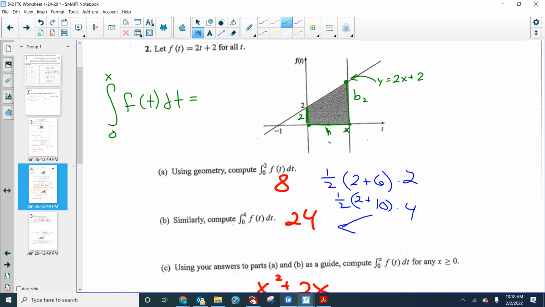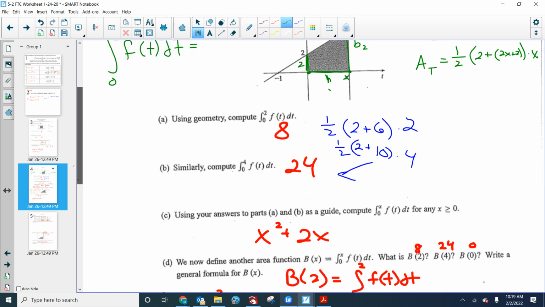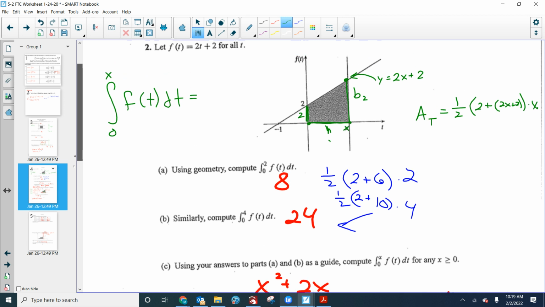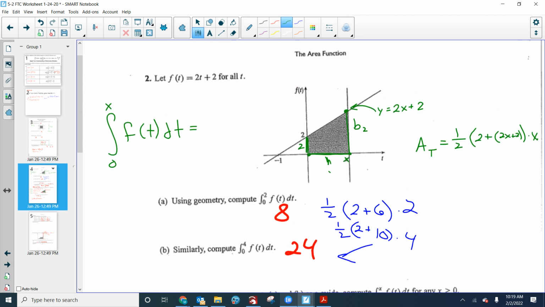Okay. So the area of a trapezoid is 1/2 the bases added together, 2 plus 2x plus 2, times the height, which is x. Now, you're supposed to clean that up and put it in polynomial form. Did you get x squared plus 2x? x squared plus 2x, yes? Okay. x squared plus 2x. Did you notice?